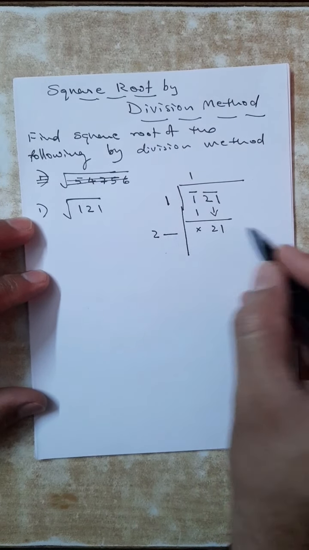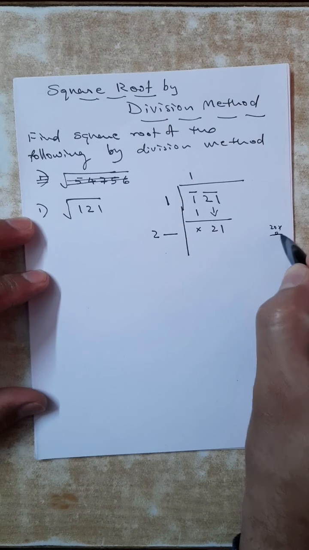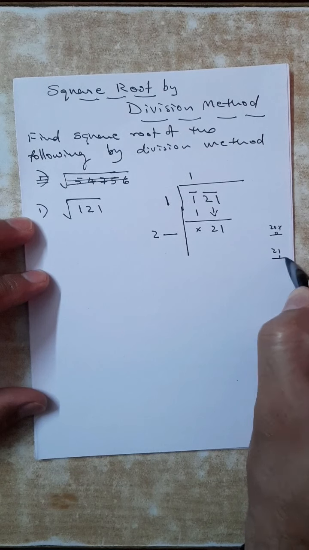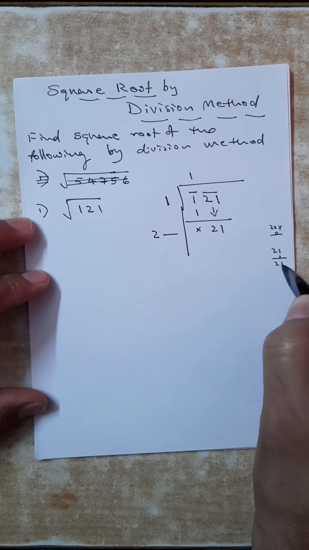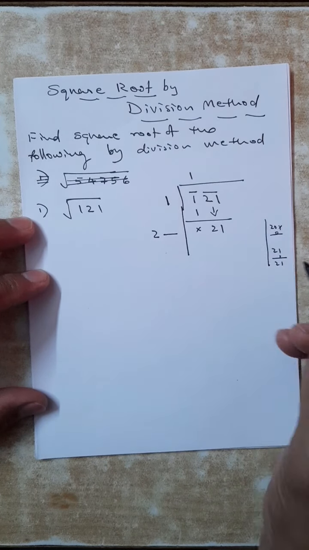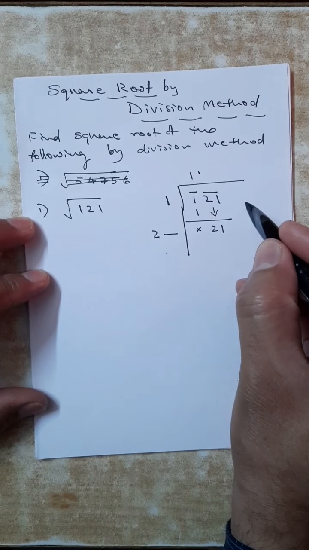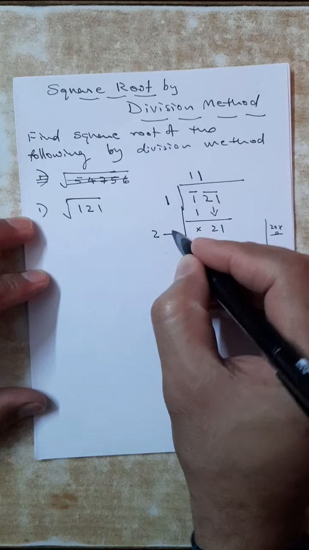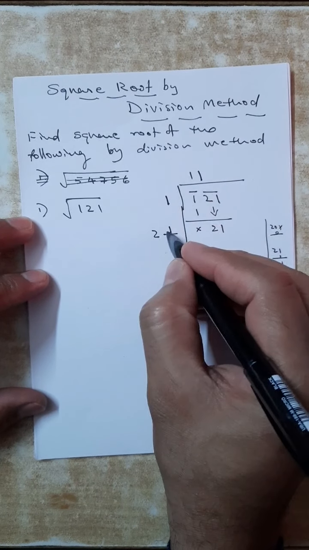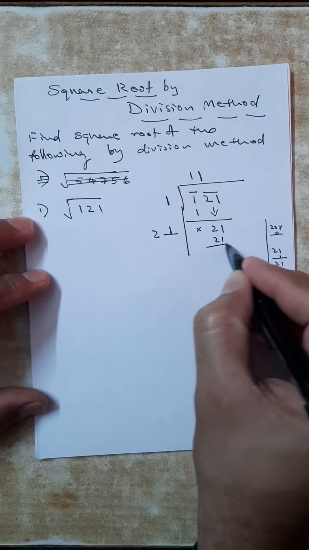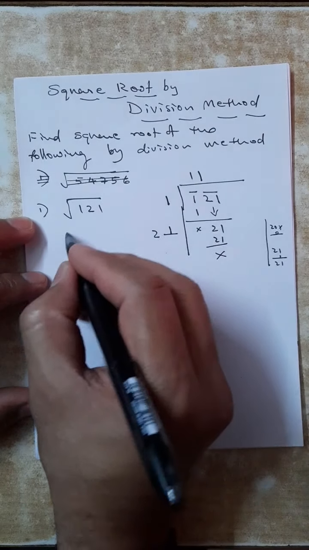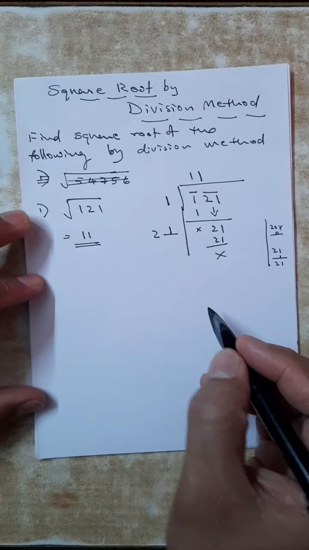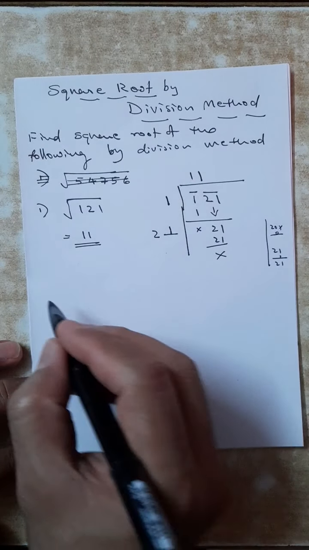If I write here 0, 20 into 0 is 0. If I am writing 1, 21 into 1 is 21. That means 1 is matching here. 1 is okay. 121. Yes. If I am writing 1 here, this also will be 1. 1 into 21 is 21. Yes, over. So square root of 121 is 11. After 2-3 questions, it will be very clear.